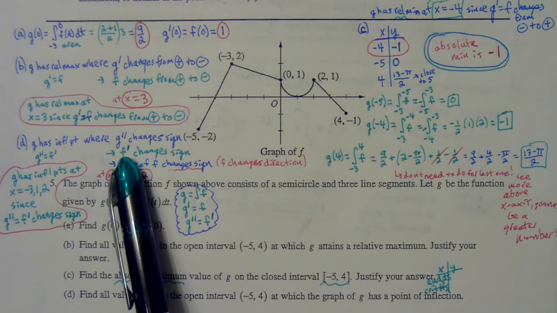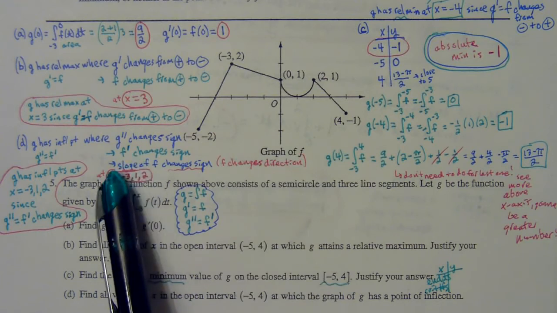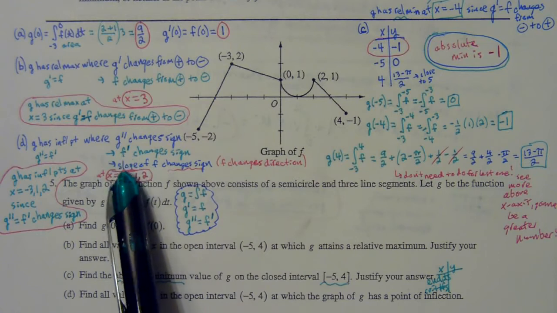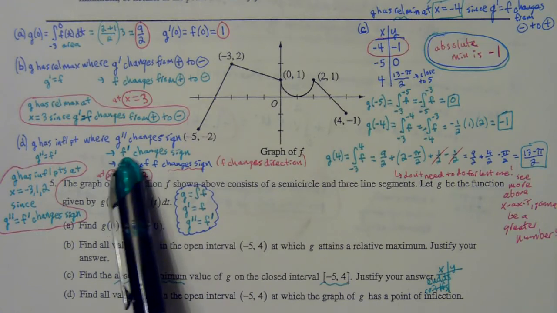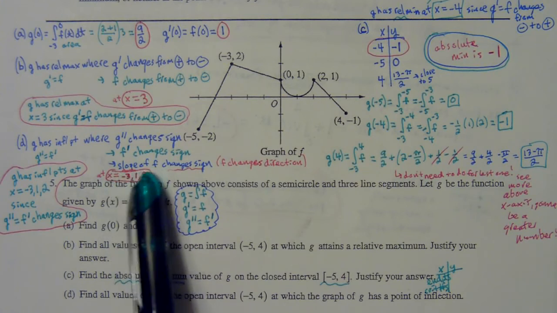Now, if I was given the graph of F prime, I'd be looking at where that graph changes from above to below or below to above the x-axis, but I'm given the graph of F. So to get from F to F prime, that's the same thing as saying what's the slope of that given F graph. We know the derivative is slope. So the F prime changes sign. That's the same thing as me asking where does the slope of the F graph change sign.